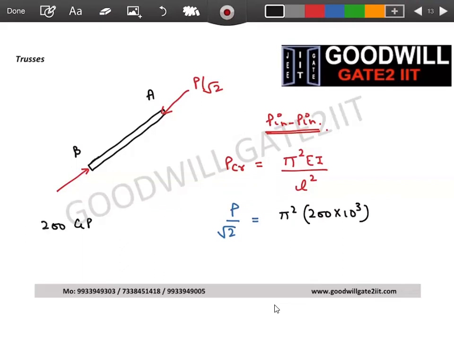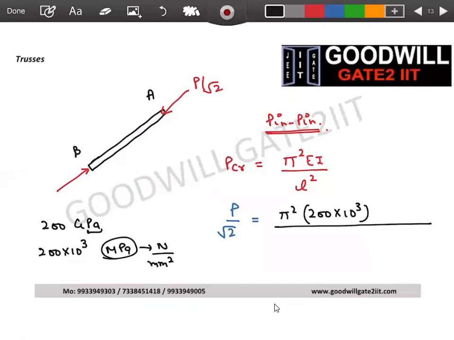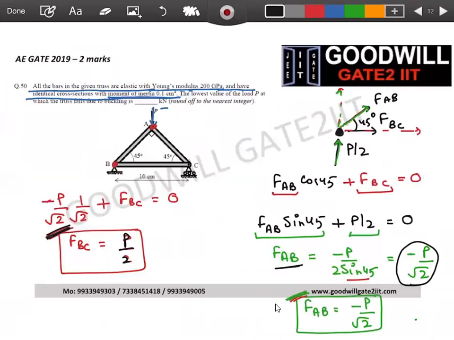200 gigapascals, meaning pascals is Newton per meter square. So if you multiply this with 10 to the power 3, this becomes megapascal. And I hope you people know megapascal is nothing but Newton per mm square. This is one and the same thing. So when you're writing 200 into 10 to the power 3, you're writing forces in Newton and lengths in mm.